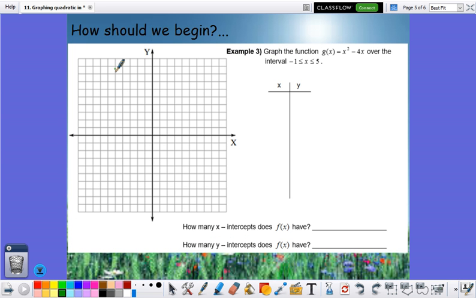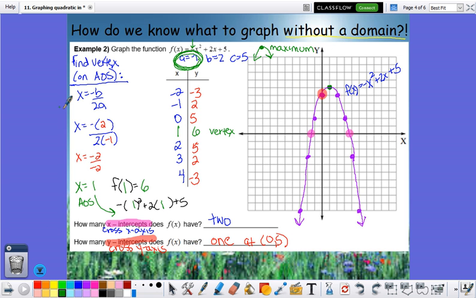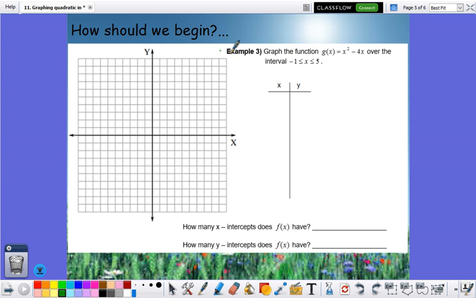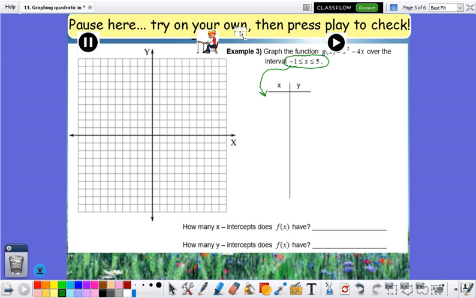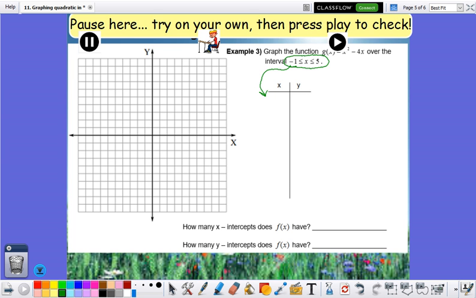All right, let's take a look at the last one. It says, how should we begin? We were given this function. Do we need to use our axis of symmetry to find the vertex? No, in this case, we were given the domain. So I'd like you to get started by filling in your domain and range, plotting your points, and answering the questions. Now would be a great time to pause the video, hit play when you're done so you can check your answers.